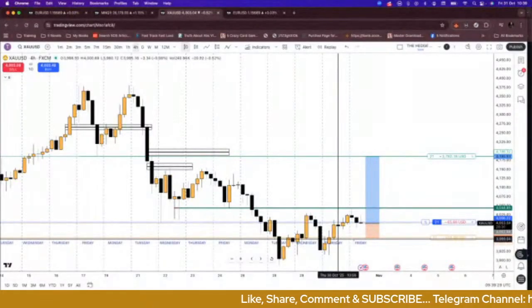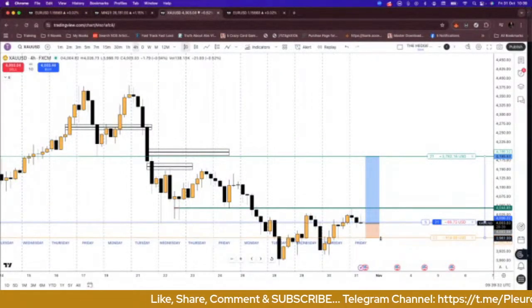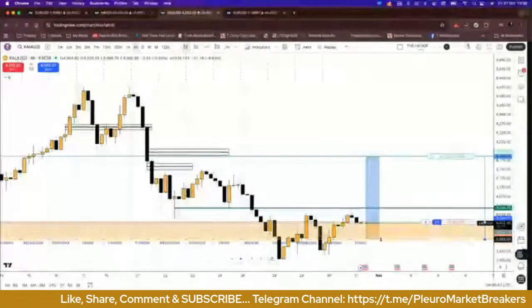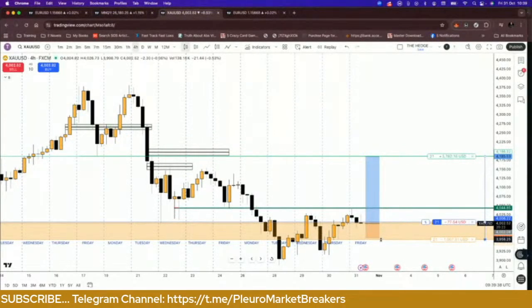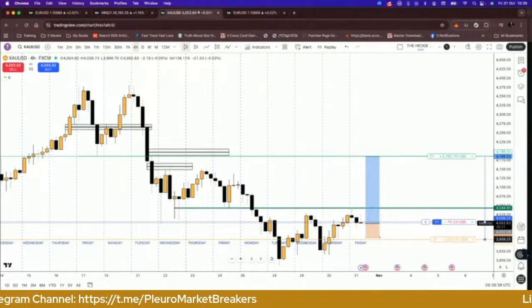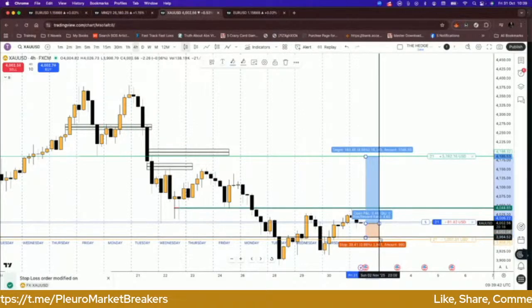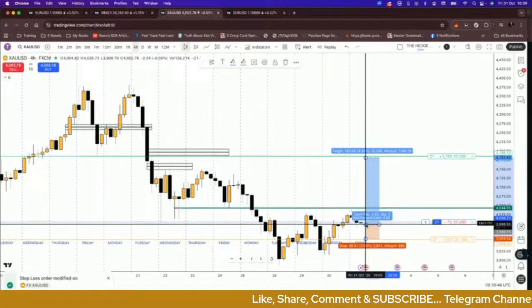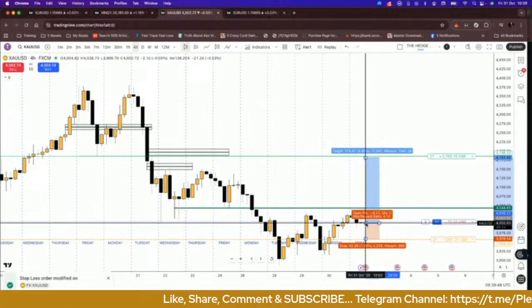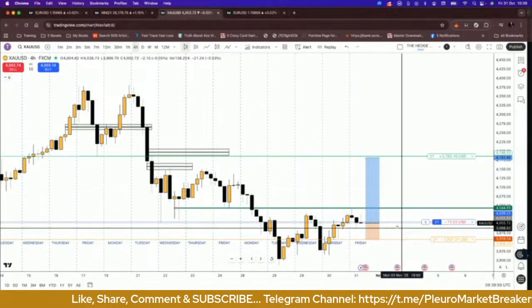Yeah. So that's a nice place for stop loss. Literally just beneath that low. There we go.